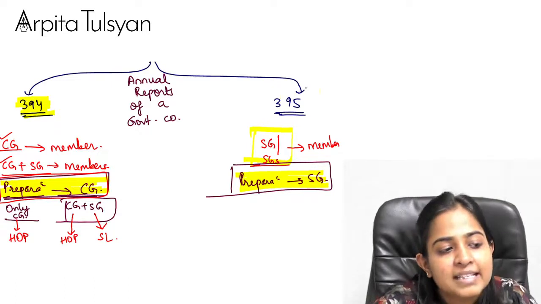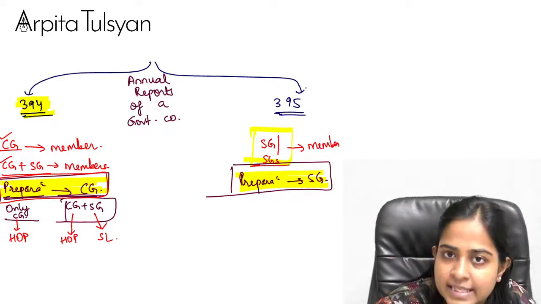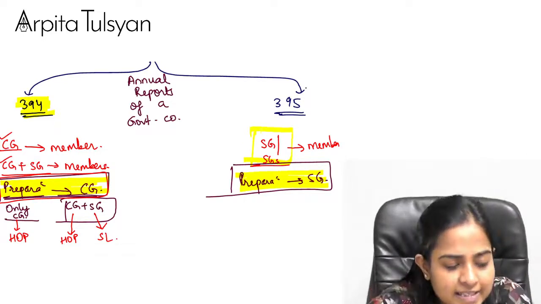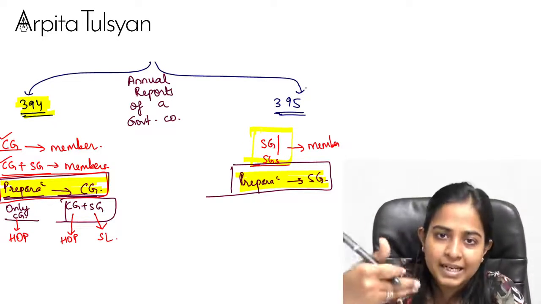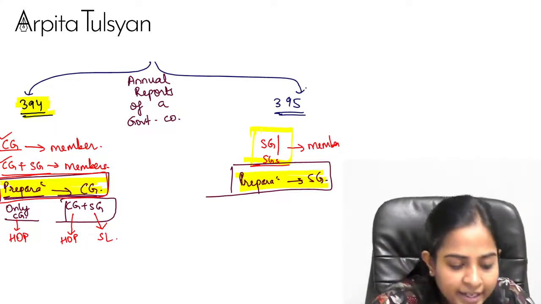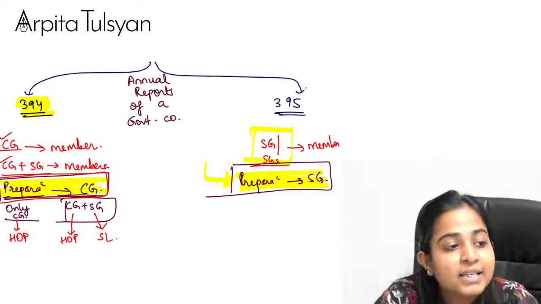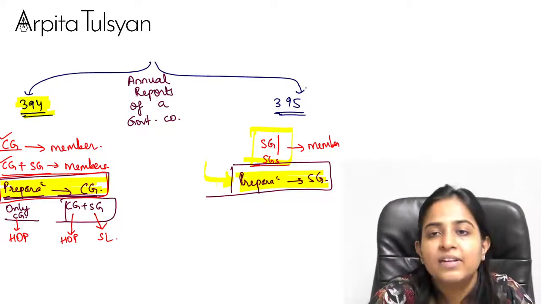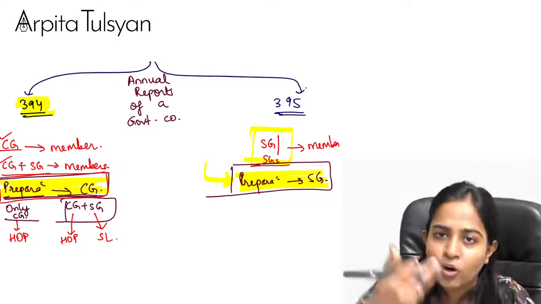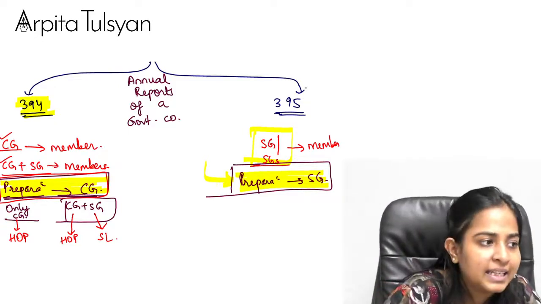So where CG is not a member. Okay, there is no involvement of CG as you can see here. So either a single state government or multiple state governments are a member of a government company. Then that particular state government will prepare the report, this annual report, and then it will lay down before the house of legislature or before the houses of state legislature. Again, same three things it will lay down.